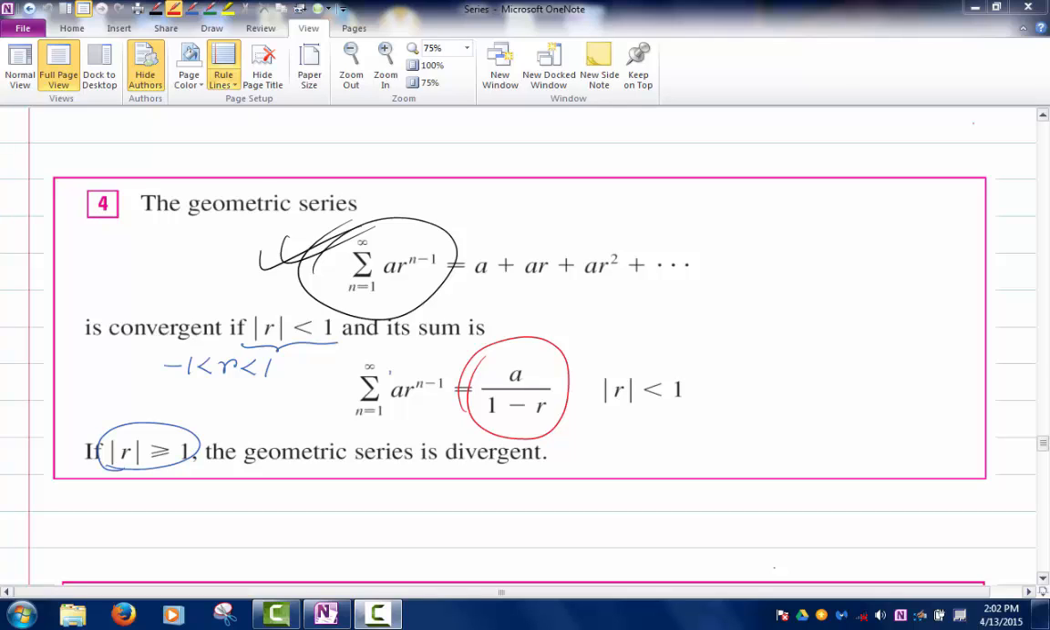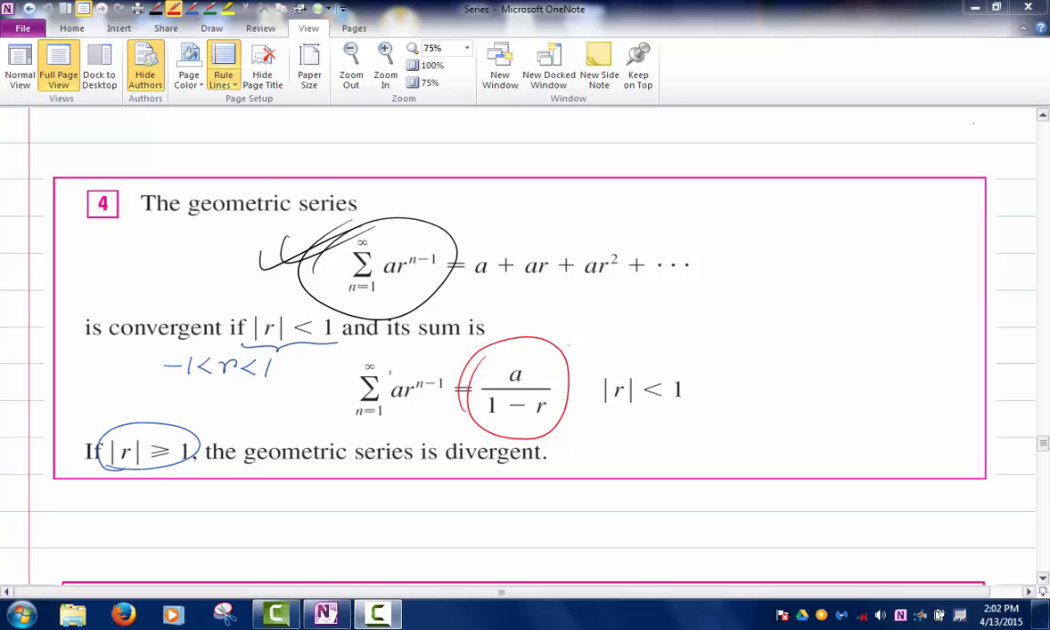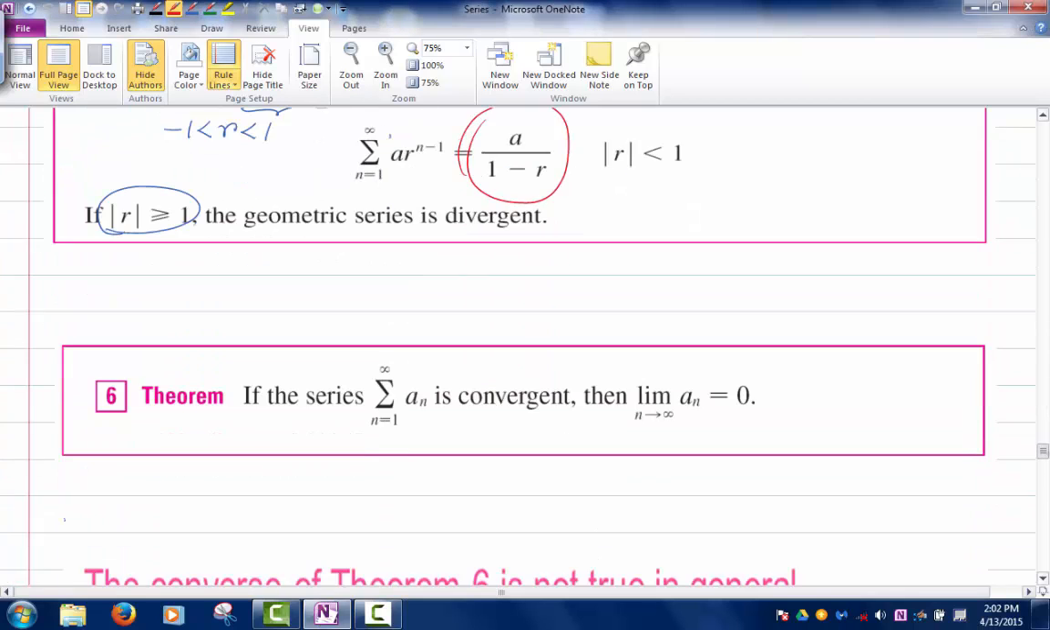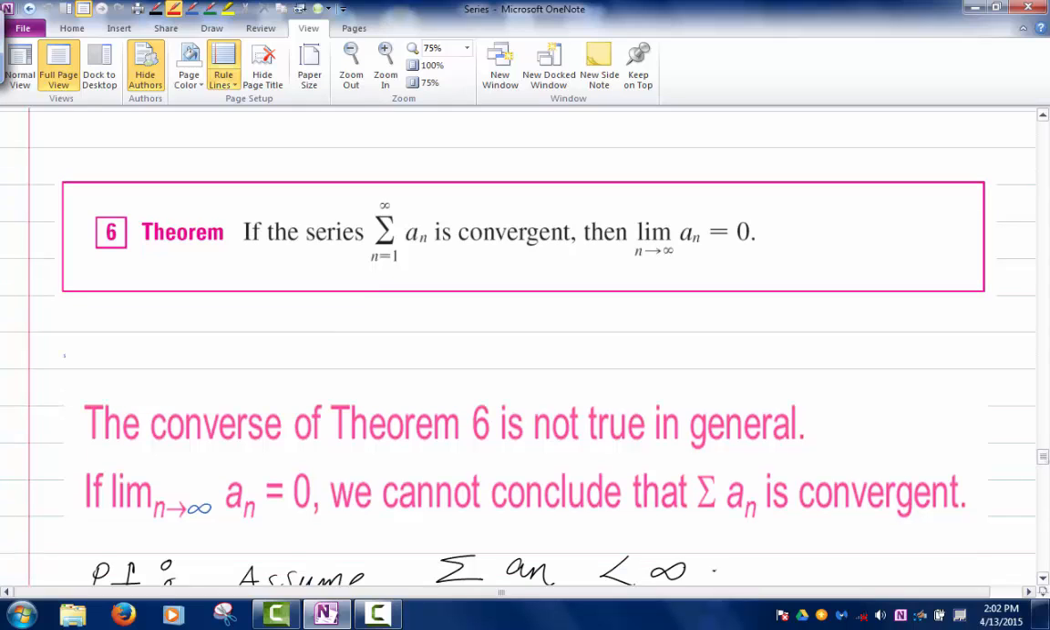Now, we know that the geometric series is convergent when r is between -1 and 1, in which case we know the exact sum of the series, which is a divided by 1 minus r. When the absolute value of r is larger than 1, then the geometric series is divergent. I gave you some examples last time. I'll give you some more today, but let me move on to the next result, which is a very important theorem.